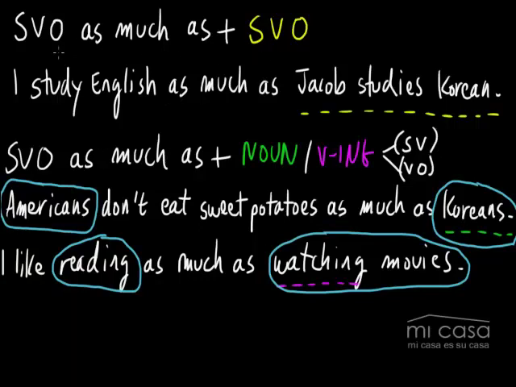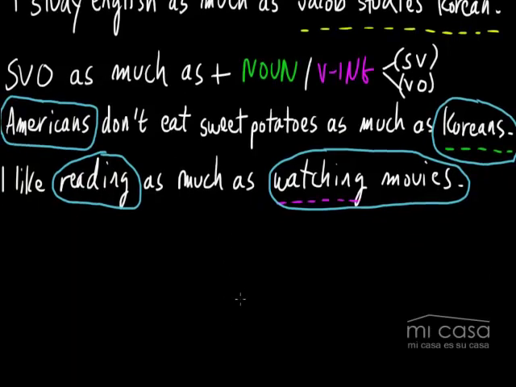So this is the most basic way to use it, but there are other ways to use this as much as structure. You can use it with an adjective. So let's go down and see how we can use it with an adjective. You can say, to be as adjective as mama. This is very important to remember. This is another way that it's used a lot. Let's look at an example real quick.